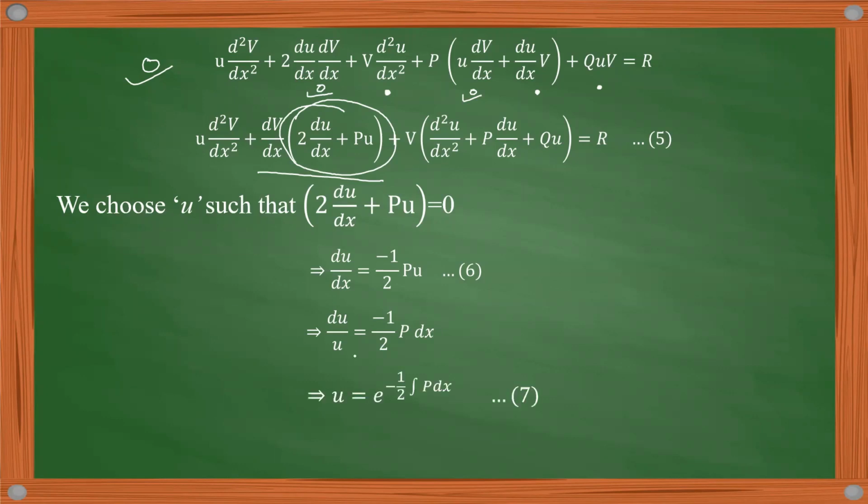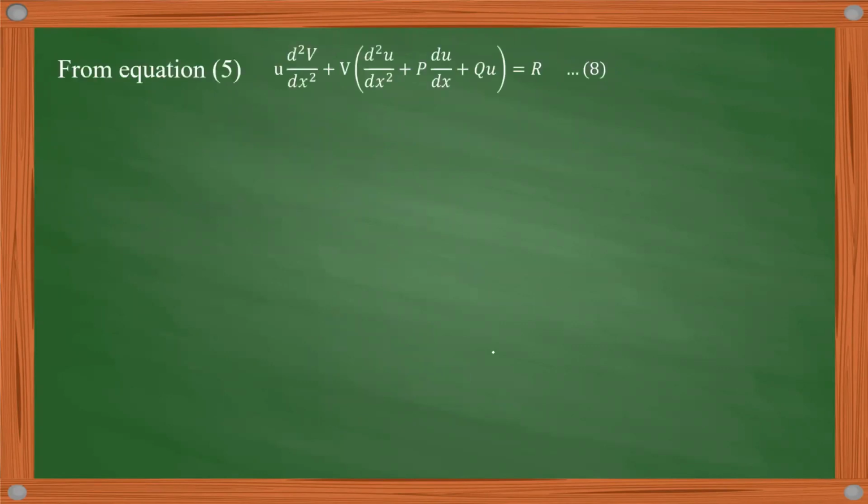Now integrate both sides. So we will get u is equal to e power minus 1/2 into integration of p dx. This will be the value of u, and we need to remember it because we are going to use it to solve our example. So from equation 5, we will just put that is equal to 0. So this will be our equation.